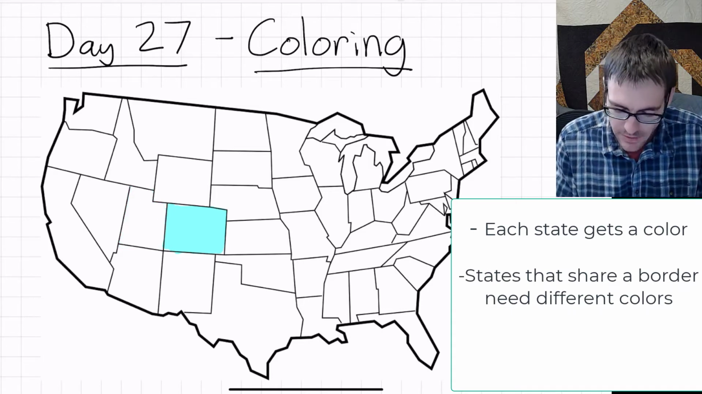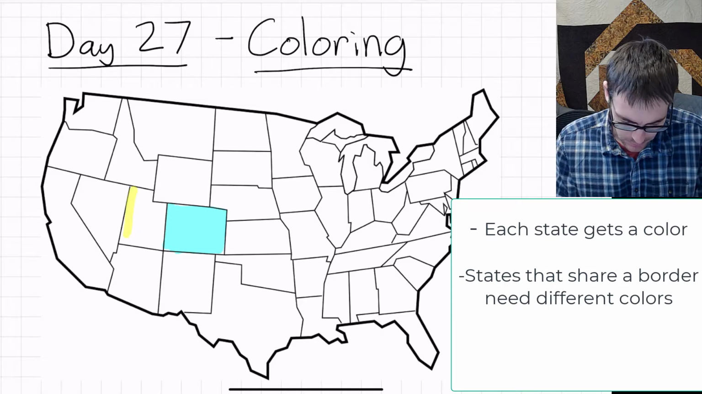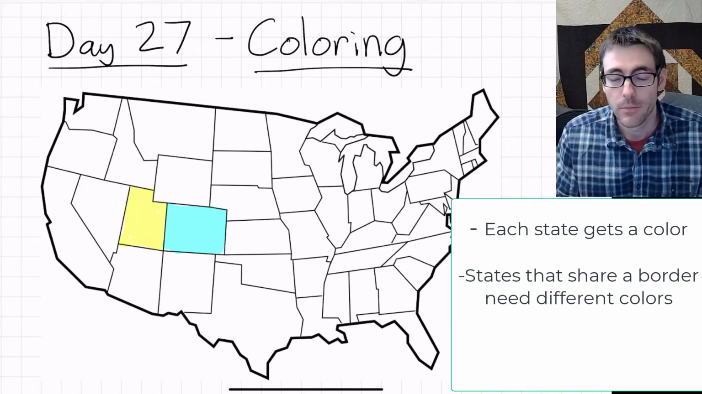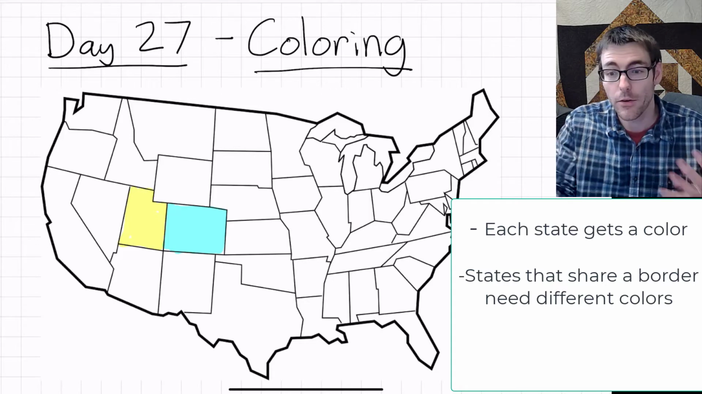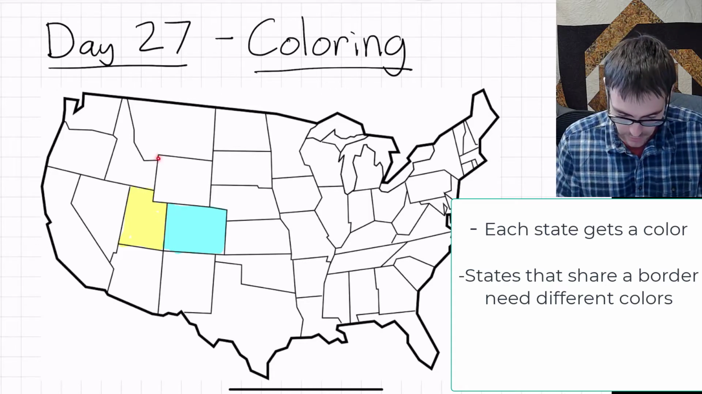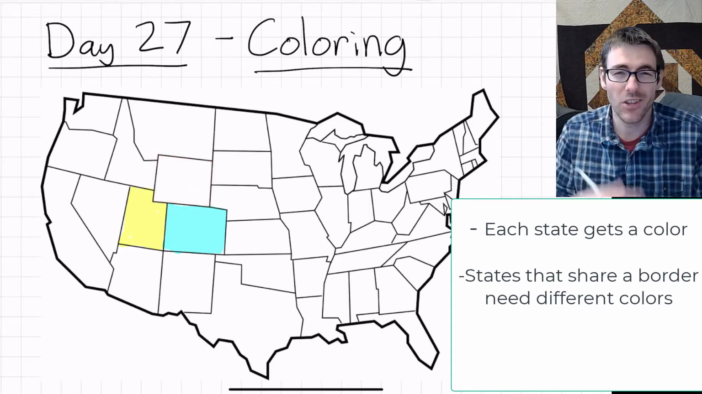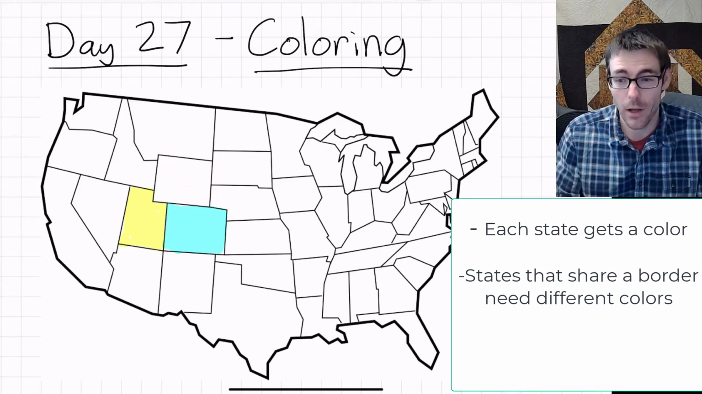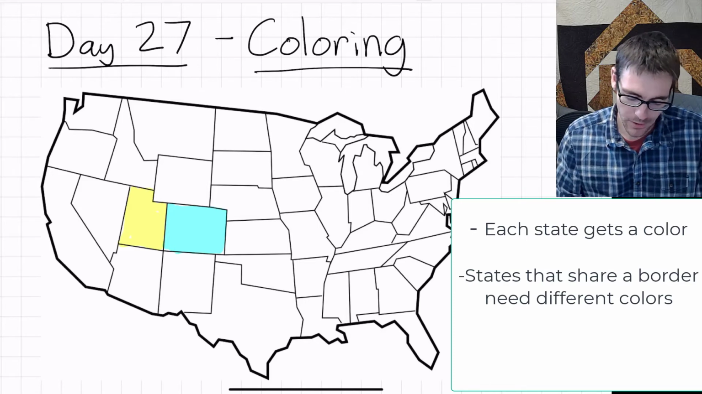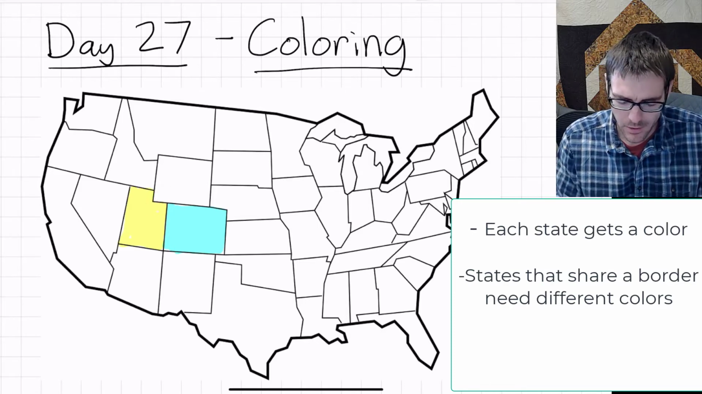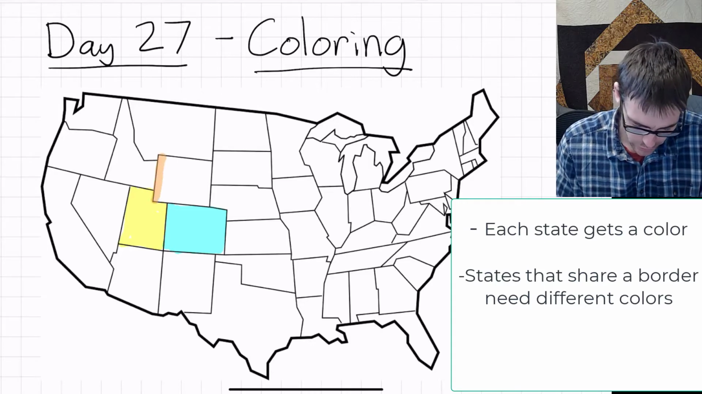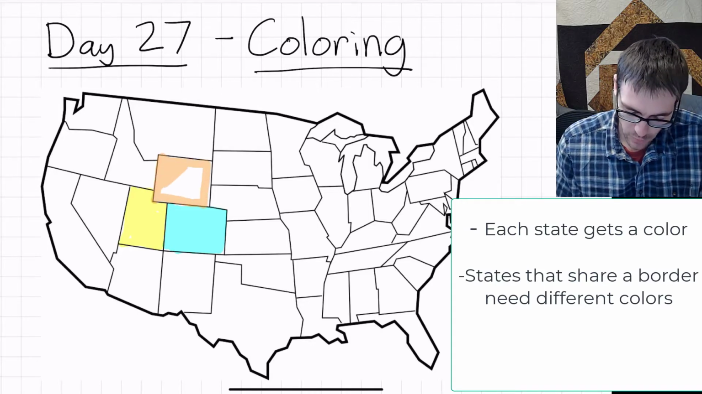So let's choose a different color. Let's maybe label Utah with yellow and go from there. So if we look at another state, let's say Wyoming, which is this one, we don't necessarily want to label it blue because, well, then we have that border issue with Colorado. We don't want to label it yellow because then we have a border issue with Utah. So really we sort of need a new color. So let's label this one orange and continue on our way.